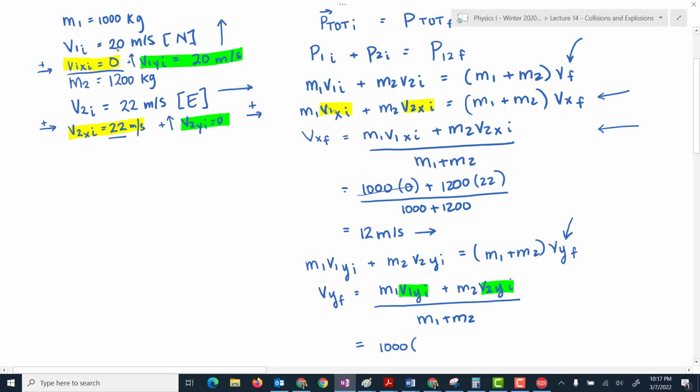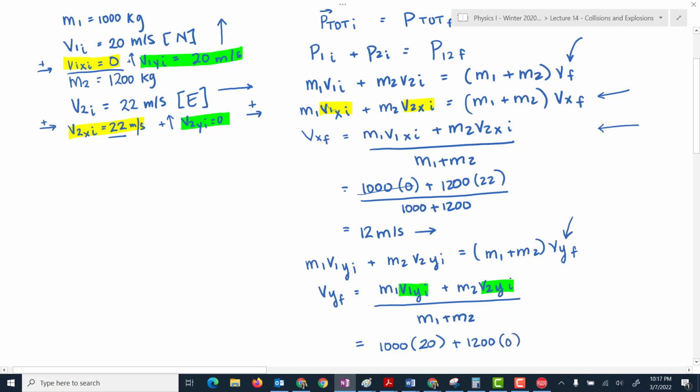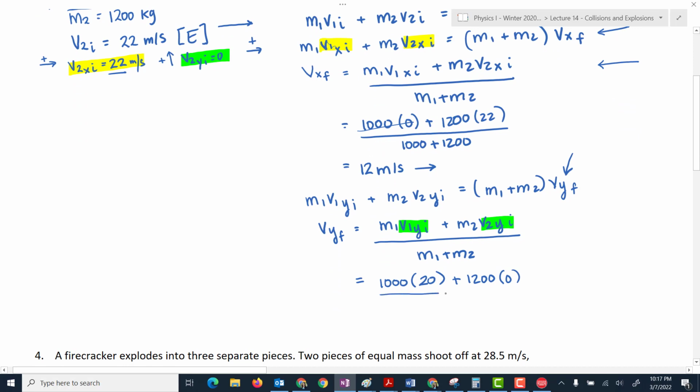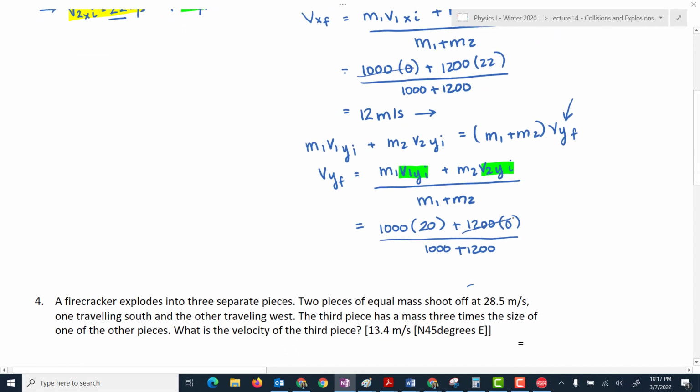Okay, so V1 y initial is 20 plus M2, which was 1200, times V2 y initial, which is 0, over M1 plus M2, 1000 plus 1200. This second term over here goes to 0. And now I'm going to type this up on my calculator. 1000 times 20 over 1000 plus 1200. And I get 9.0909, and it keeps repeating.